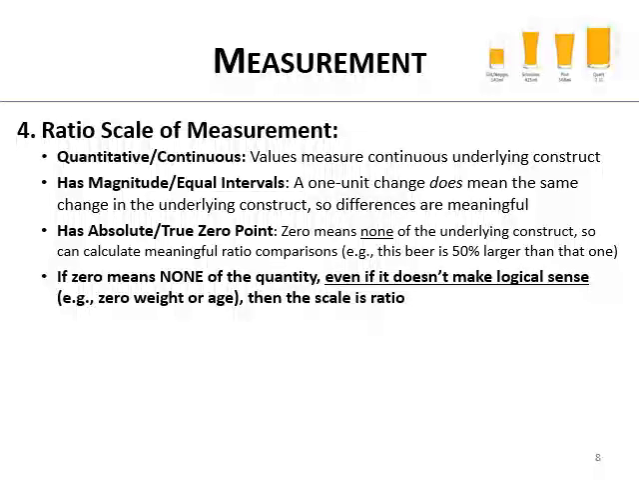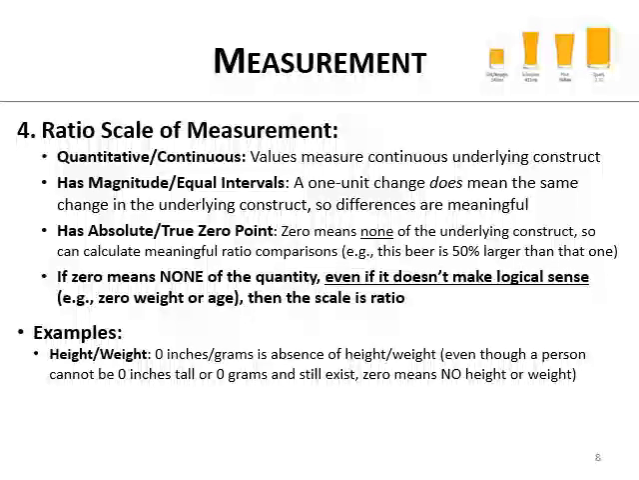So when you're going through and trying to figure out scale of measurement, if 0 means none of the quantity, even if it doesn't make logical sense, like someone having 0 weight or 0 years of age, that sort of thing, it doesn't have to be real. It doesn't have to be a value that someone could actually have. But if 0 means none of that underlying construct, you've got a ratio scale of measurement.